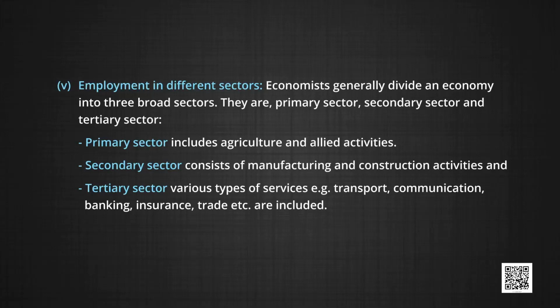Primary sector includes agriculture and allied activities. In other words, we can say that primary sector includes all the activities where exploitation of nature is required. Secondary sector consists of manufacturing and construction activities, and in tertiary sector various types of services, for example, transport, communication, banking, insurance and trade etc. are included.